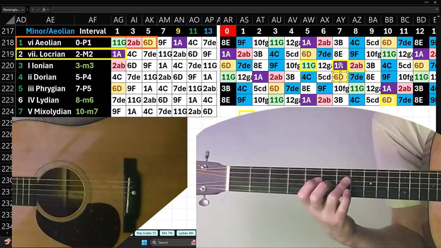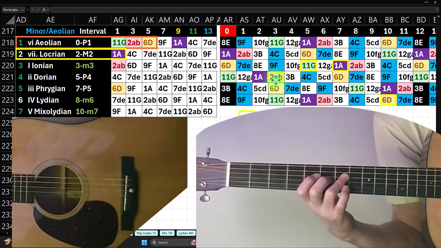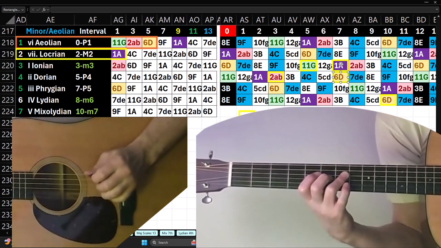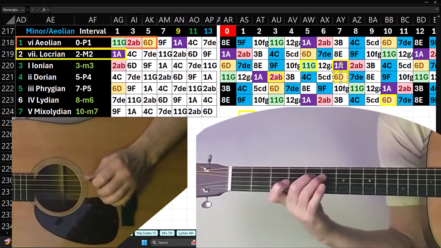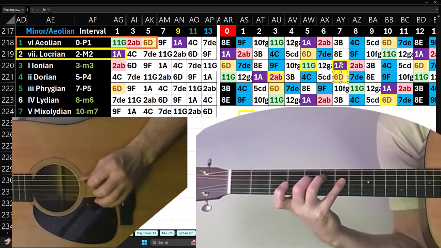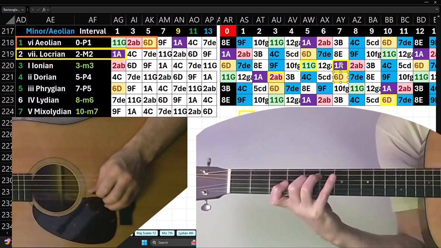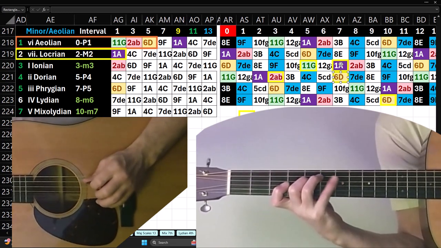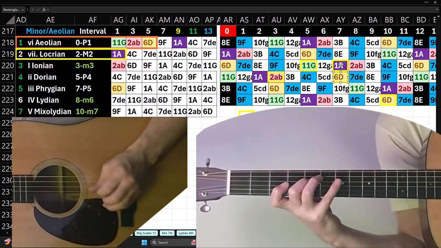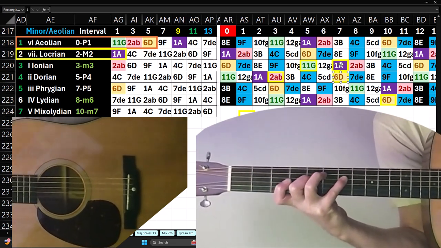All right, and so then I've got a 3 back here. So could I reach that? That's my normal third pattern here. So it would be 1, 3, 5, 1, 3, 9, 1, 3, 5, 9. All right, that's cool.